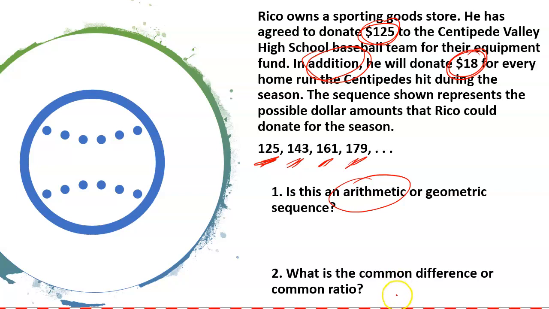First of all, arithmetic sequences have a common difference, so D equals, and it tells me right here in the problem, 18. I'm adding $18 each time. The key to these word problems is just looking for that important information and matching it up to what we know about sequences.